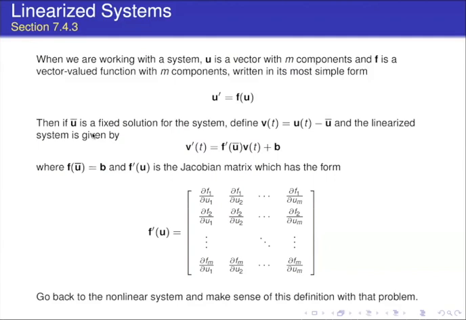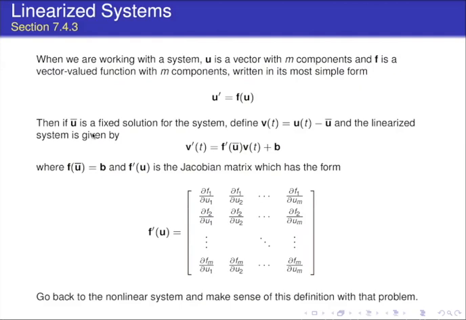Now think about having an equilibrium solution to that system of equations. So let's call that equilibrium u bar. It is a particular solution for that system. And now let's think about how we linearize. So u bar is a fixed, usually an equilibrium solution.